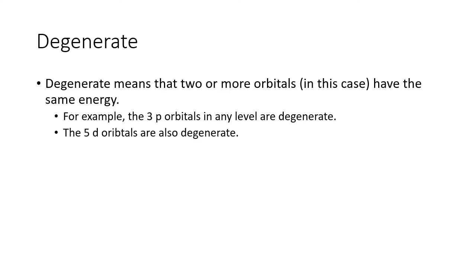Degenerate means that 2 or more orbitals, in this case, have the same energy. For example, the 3 p orbitals that would be in any level are going to be degenerate. They would all have the same energy. Similarly, the 5d orbitals that are in any level would also be degenerate, as each of the 5 orbitals would have the same energy.